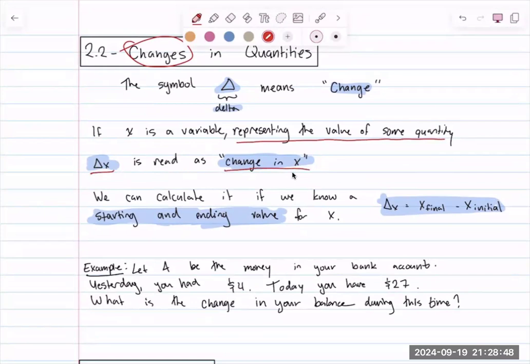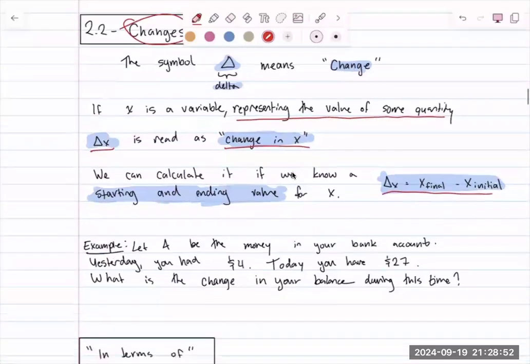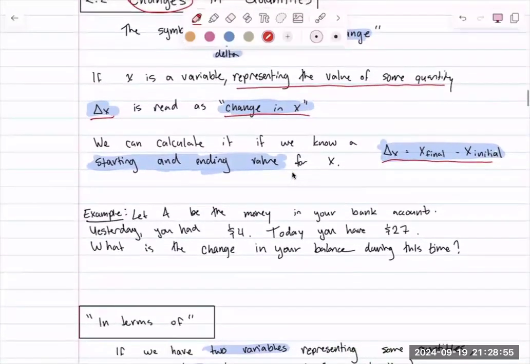So if we know a starting and ending value for x, we can calculate that, right? It's just our final value minus our initial value. So as an example, if we're going to let a be the amount of money in your bank account, and let me just make this a bit more clear that it's a, right? So a is the amount of money in your bank account. And I tell you that yesterday you had $4, and today you have $27. What is the change in your balance during this time?